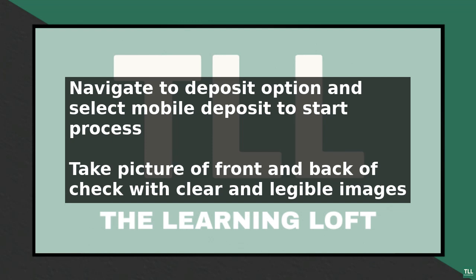Place the check on a flat surface and take a clear picture of the front and back, making sure all four corners are visible. The app will guide you through the process, ensuring the images are clear and legible.